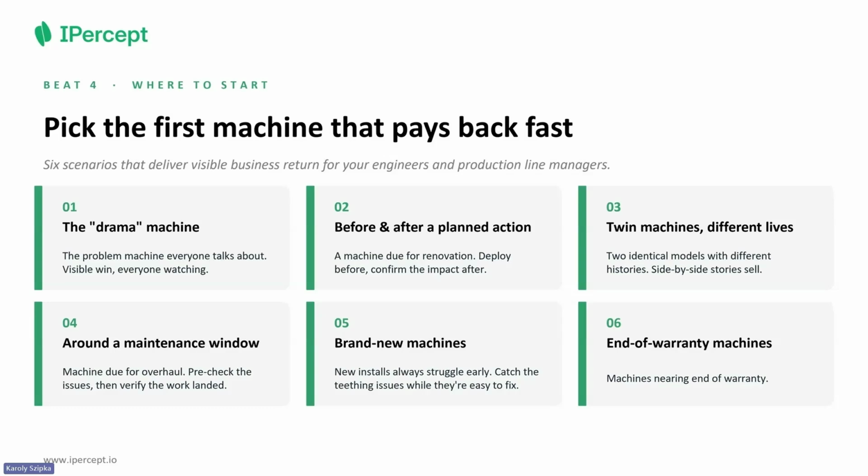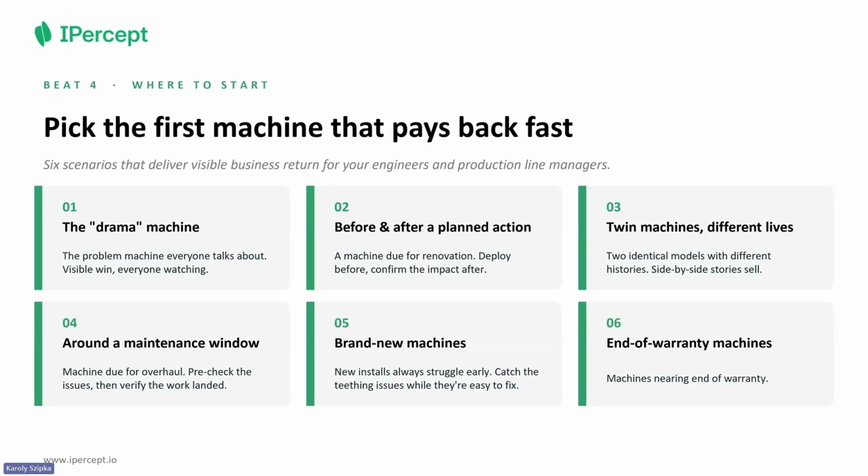Then the next one is around the maintenance window, where the machine is due for overhaul, and then pre-check. That's really necessary. And the issue is so important that you couldn't push it until a maintenance window further down the line. Then for brand new machines, this is where the big collisions happen and the misunderstandings around what is warranty and what is not warranty.